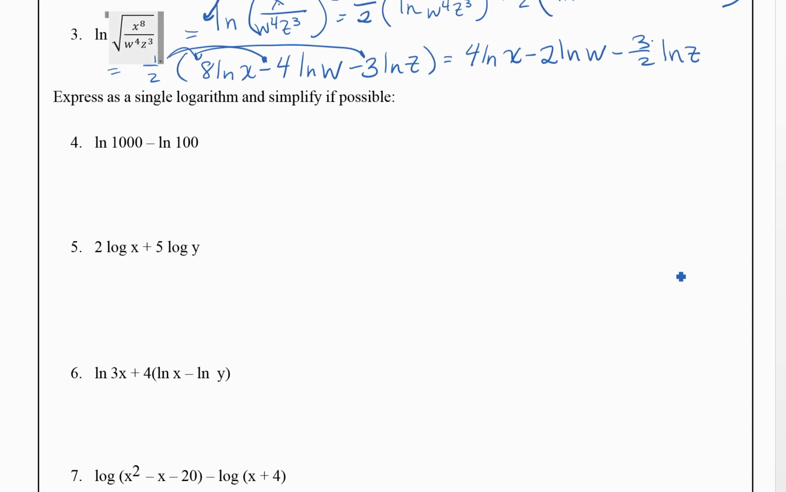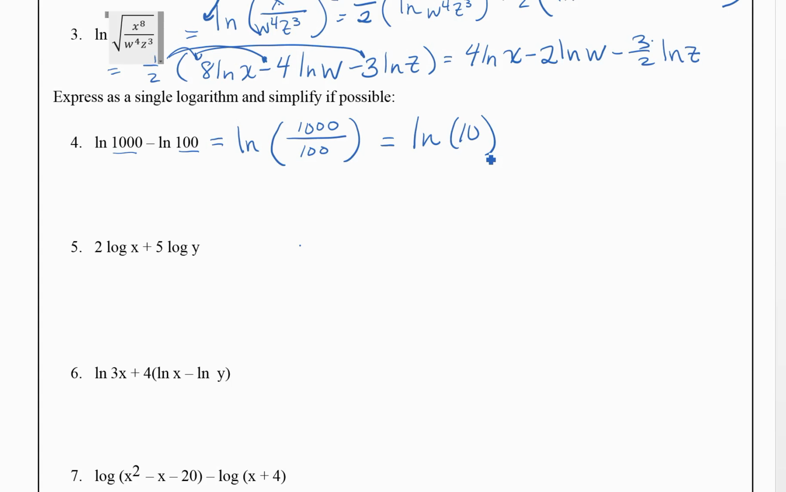So here we have natural log of 1000 minus natural log of 100. Now when we're subtracting, when we turn it into one logarithm, we're going to divide. So we'd have natural log of 1000 divided by 100. It just becomes 1 log, and you're dividing the 2 arguments. So this becomes natural log of 1000 divided by 100, which is natural log of 10.